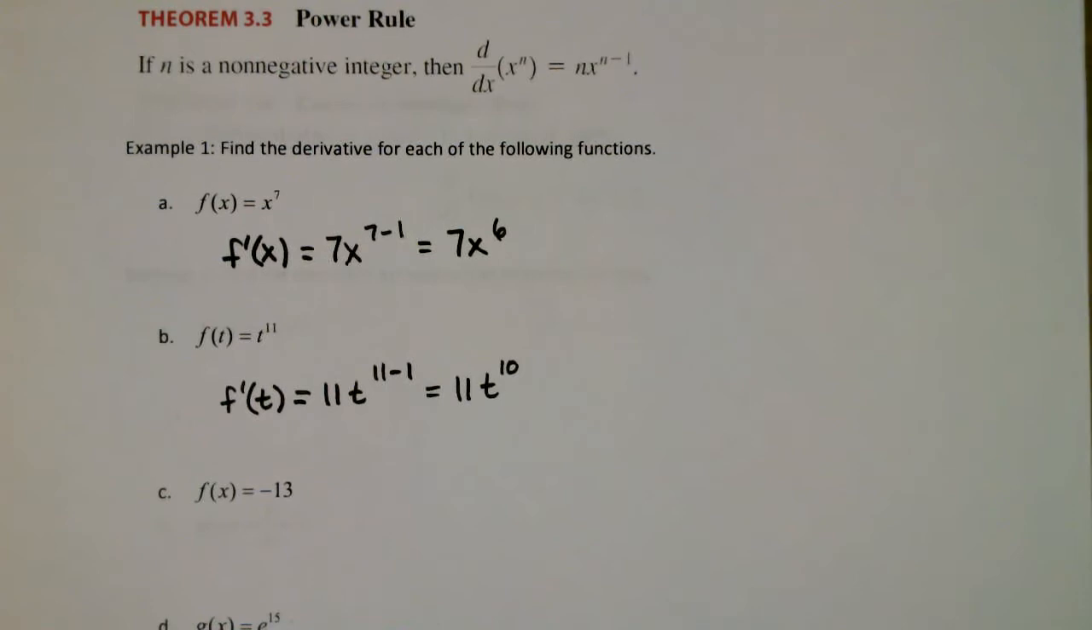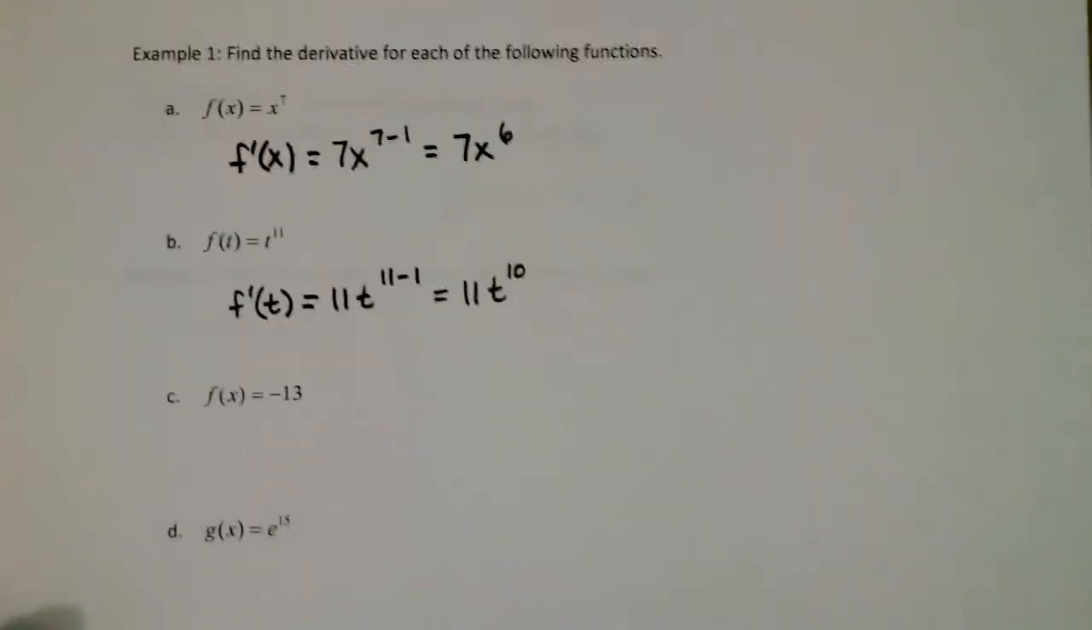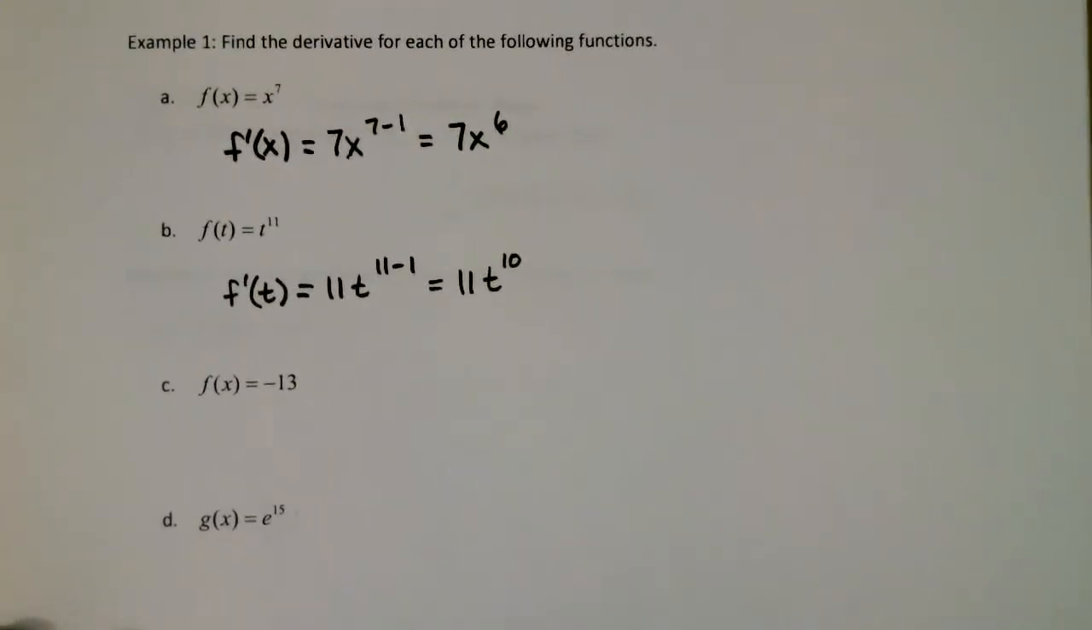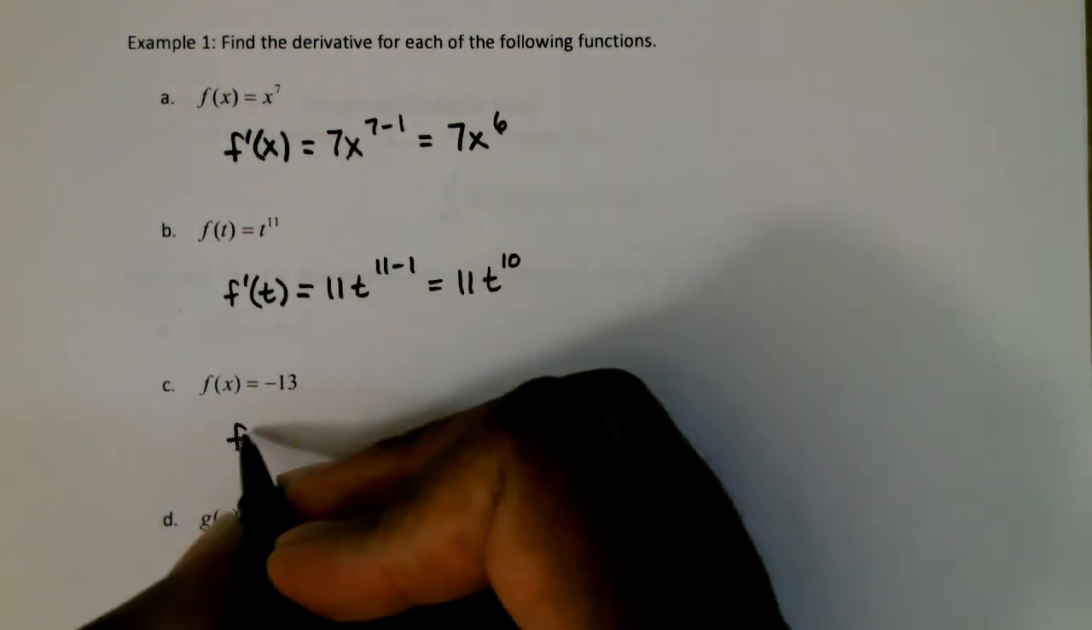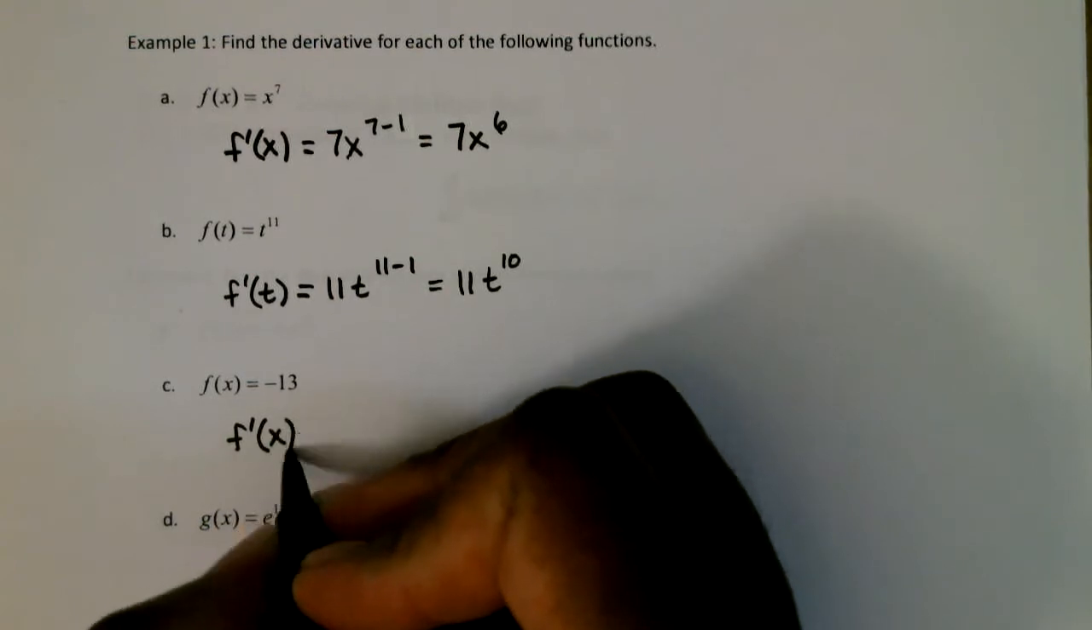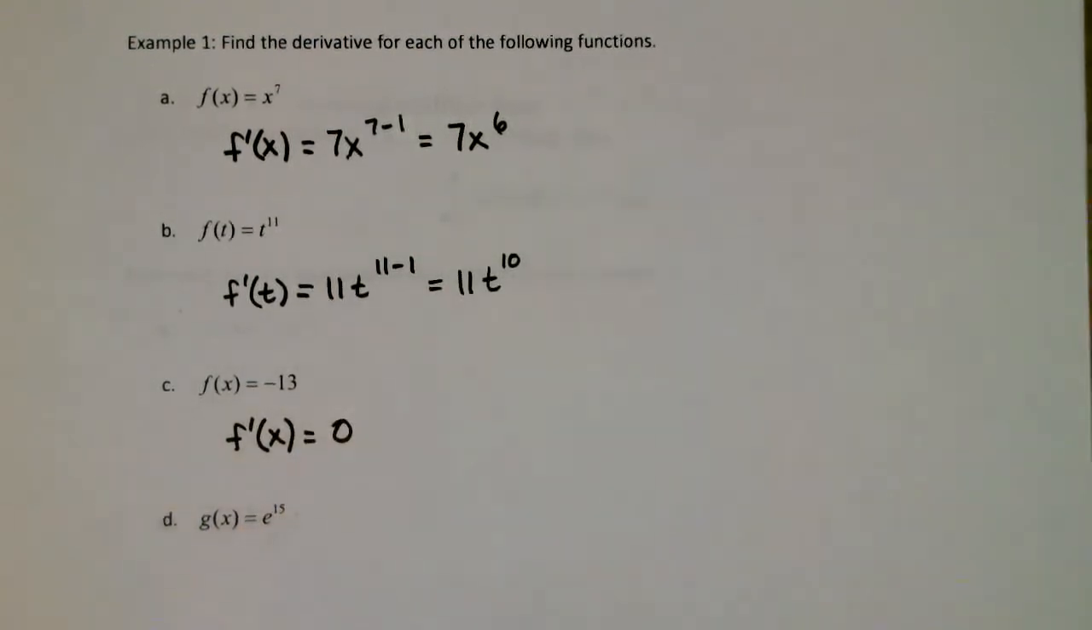Okay, now part C is f of x is equal to negative 13. Now in this case here, we just have a constant, so that means we follow the constant rule where the derivative of the constant is automatically going to be 0. The derivative of a constant is 0. So the derivative of f of x equaling negative 13 will be 0.